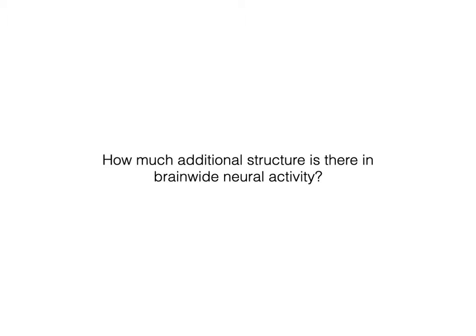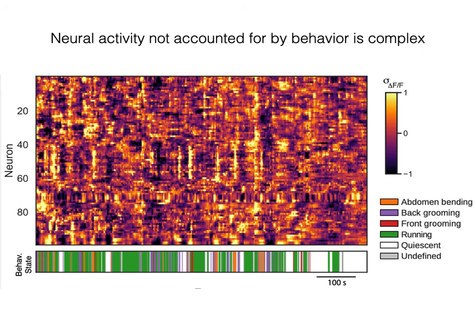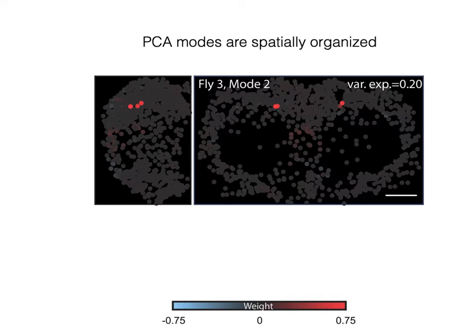The next question that we asked is how much additional structure there is in brain-wide activity that isn't explained by behavior. So after behavior-related activity has been regressed out, the residual activity exhibits rich dynamics across both space and time. Here you're looking at a sample of 100 neurons sorted by similarity, and you can see these really rich dynamics. When we do PCA on these residual dynamics, we find that the activity is high-dimensional. These patterns, or PCA modes, tend to be very sparse, on average involving less than 20 neurons and sometimes involving as few as 4. Really strikingly, many of these modes are not only sparse but spatially organized.